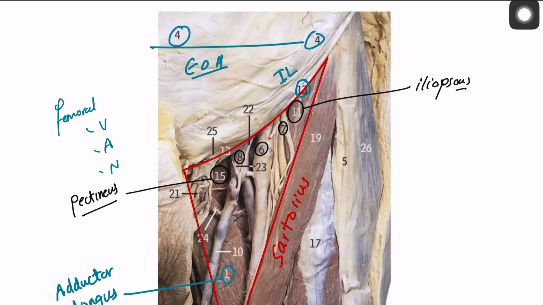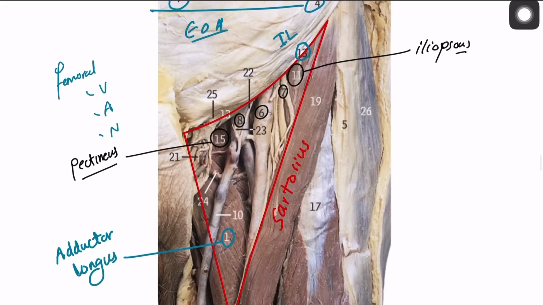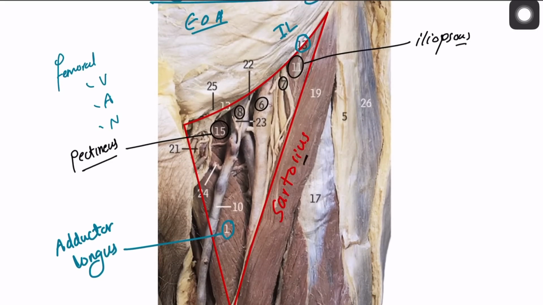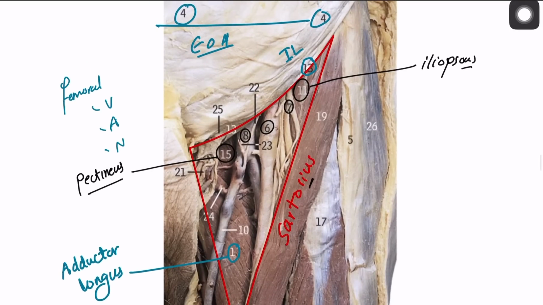So again, back to the femoral triangle. You have the boundaries, which are the sartorius muscle, and medially the adductor longus, which is number 1. Superiorly you'll have the inguinal ligament, number 13, which is a continuation of the external oblique aponeurosis, number 4. In terms of the content, you have the femoral vein, 8, the femoral artery, 6, and the femoral nerve, which is number 7 as well.